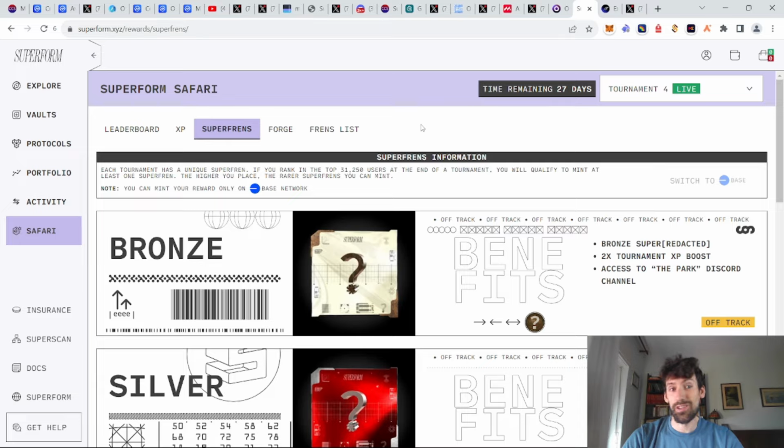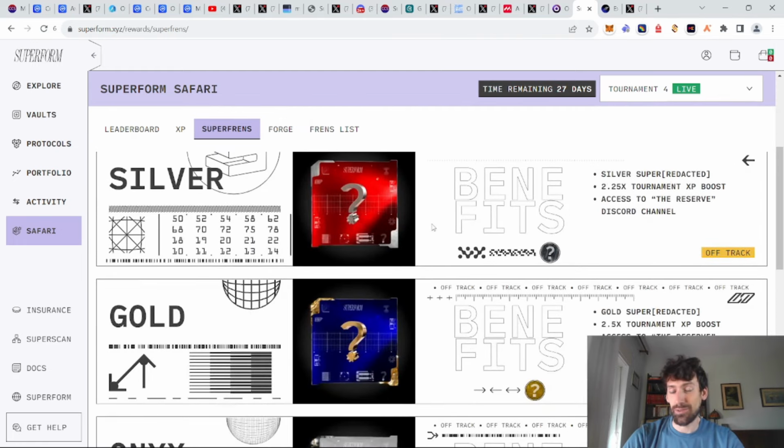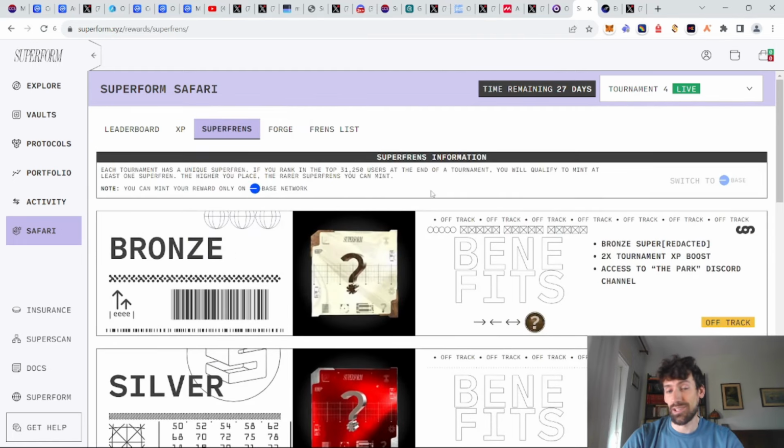And finally, if you've been active in farming Superform, maybe via LayerZero or Hyperlane routes, then you need to be aware that they have a Superform Safari. Basically, by activity on the Superform platform, you can participate in these NFT mints called Superfriends, and each tier receives a certain amount of benefits, which might be beneficial if they launch an airdrop at some point in the future.